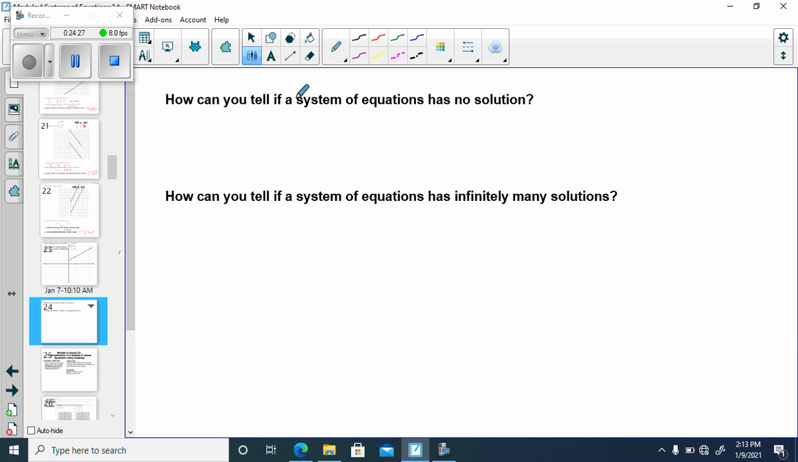How can you tell if a system of equations has no solutions? It's parallel, has the same slope. Okay? How can you tell it has the same slope? How can you tell if a system of equations has infinitely many solutions? Same linear equations. All right?